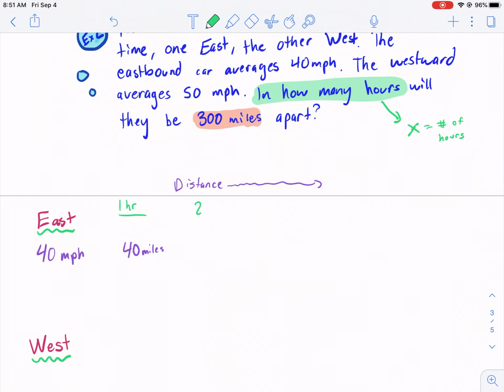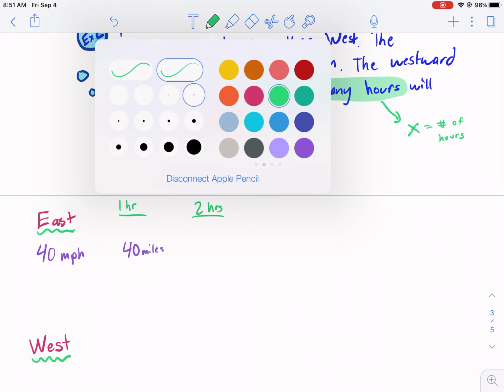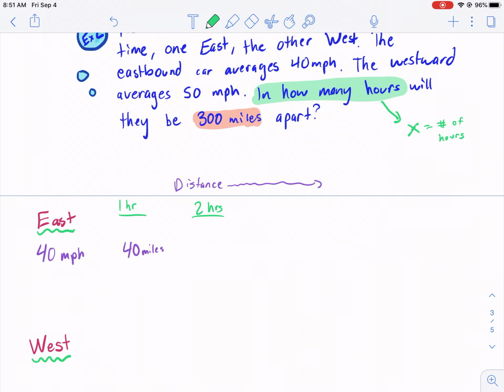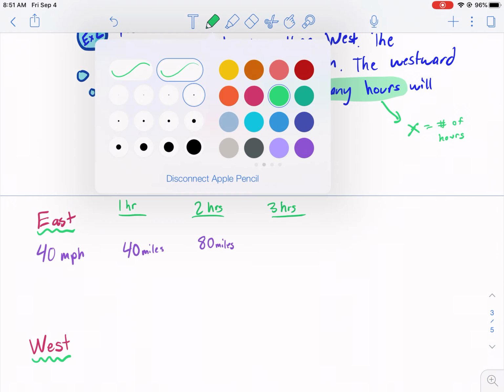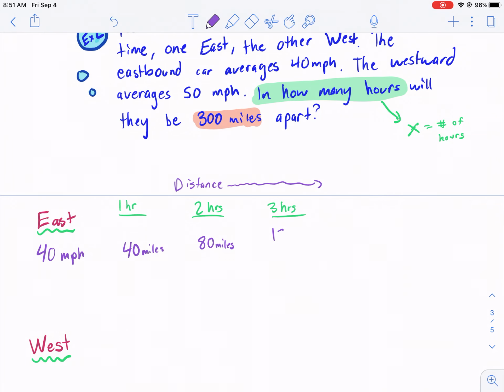What about 2 hours? How far does it go? Well, if we go 40 miles per hour, now we're going for 2 hours. In the first hour we go 40, we go another hour, another 40. So now we're at 80 miles. Okay, 3 hours. I hope you guys are seeing the pattern here. We're going to go 120 miles, and so on. Dot, dot, dot. How does this continue?